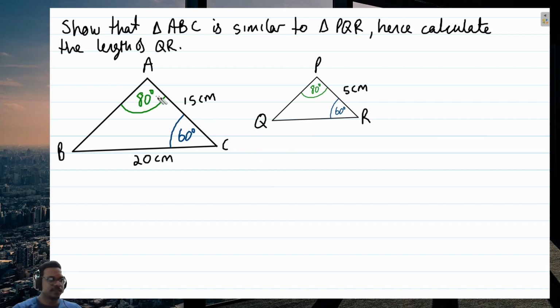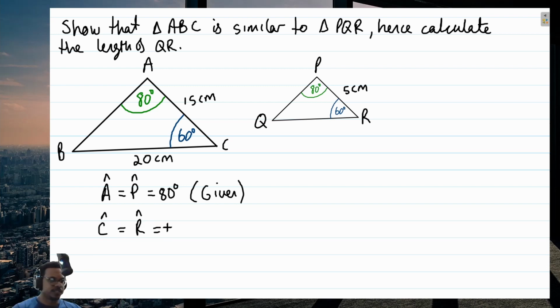Angle A is 80, angle P is 80. I have angle C here is 60 and angle R is 60. So I'll write angle A is equal to angle P, which is equal to 80 degrees, and that was given in the question. Then I'll write angle C is equal to angle R, which is equal to 60 degrees. And that was also given in the question.